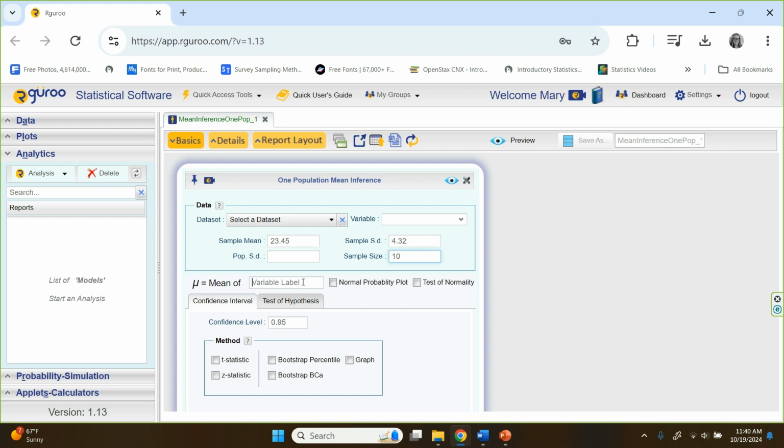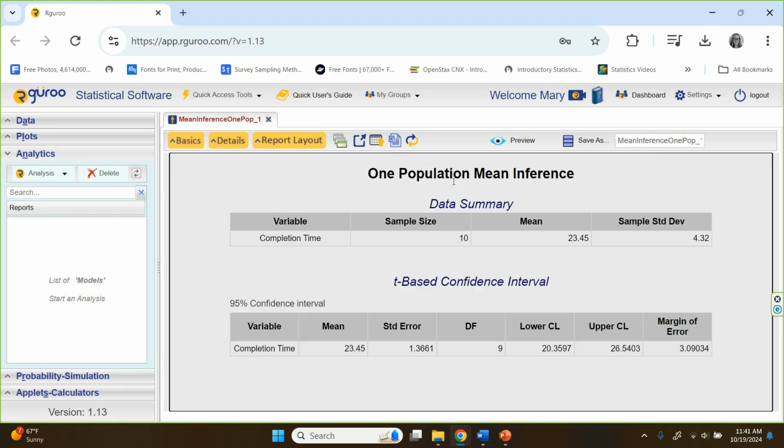So remember, we have to put a variable label here. It won't let you preview or calculate unless you have it. So I'm just going to call it completion time. That's a requirement. That cannot be left blank. And they want a 95% confidence interval. That's the default set right there. And we mentioned we're going to use the t distribution, which means the t statistic. So everything's set, and we will preview.